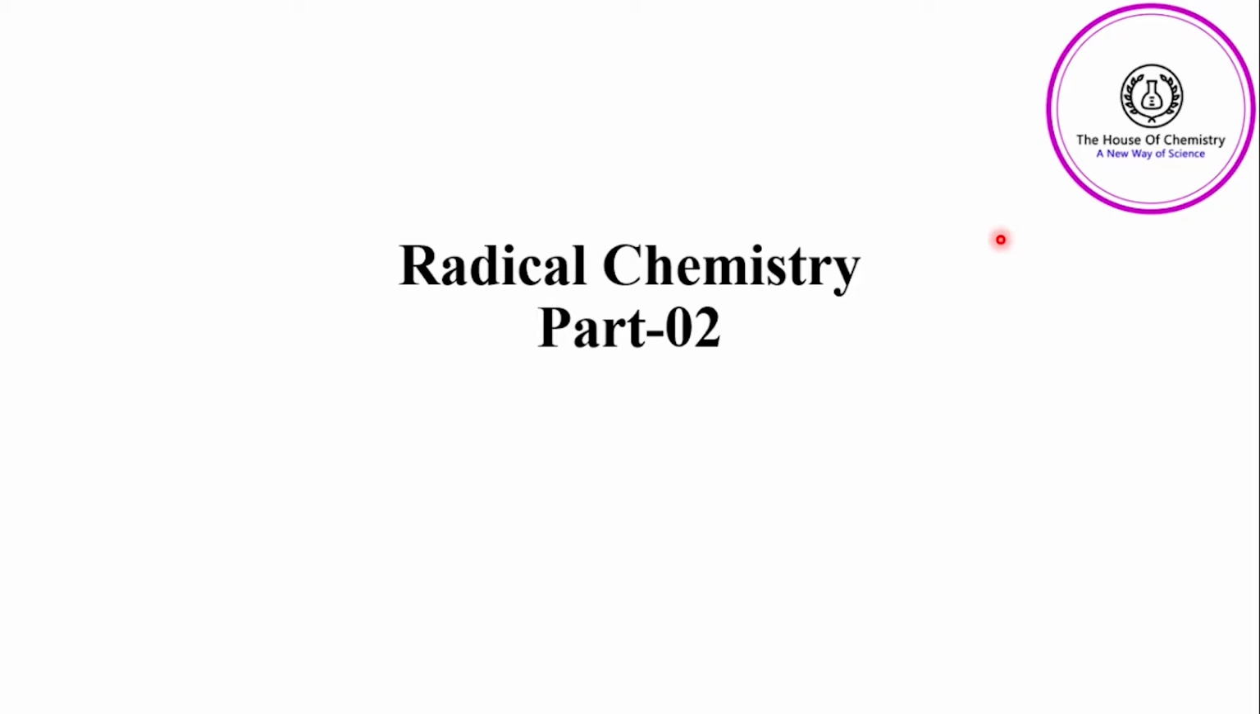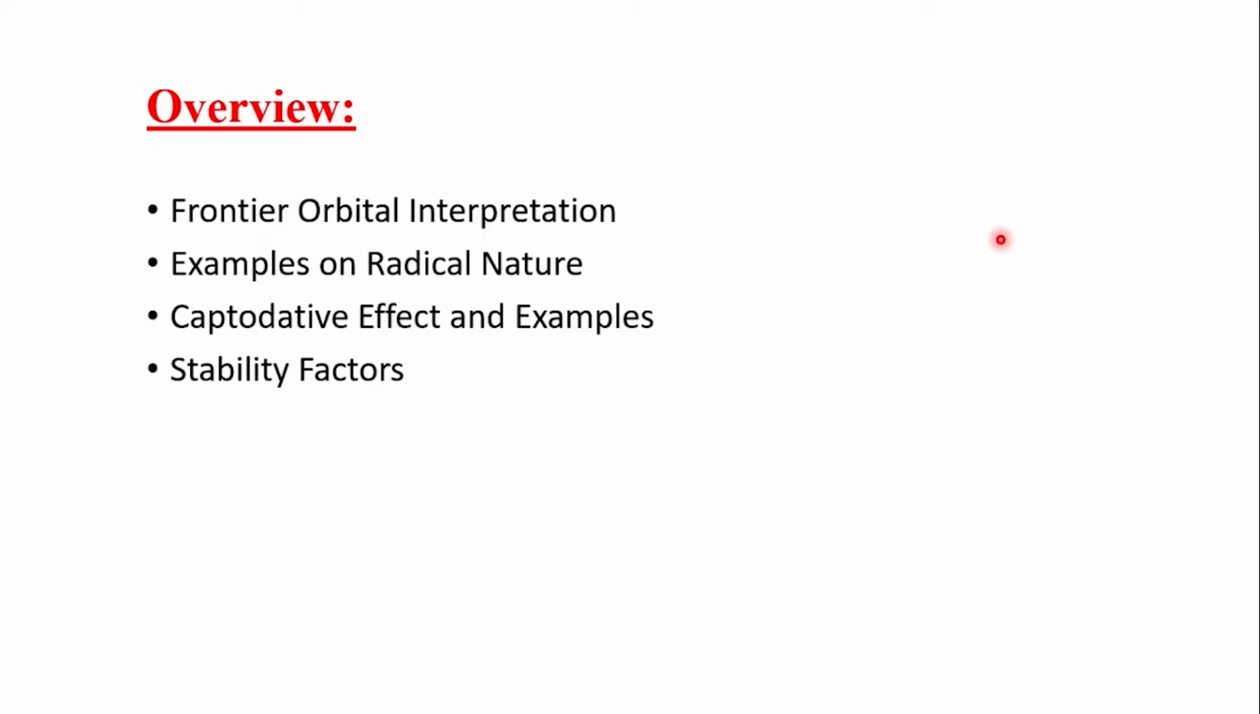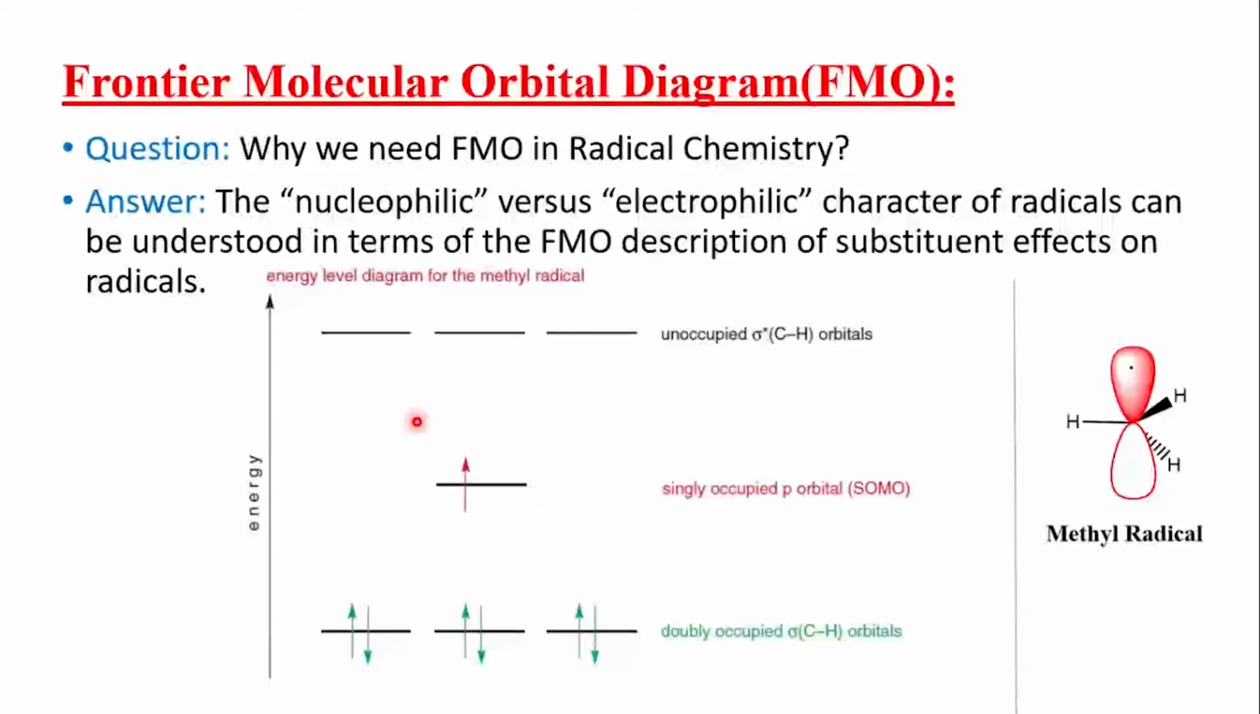So today's topic is Radical Chemistry Part 2. In this topic, there are four subparts. First one is frontier orbital interpretation. Second one, examples on radical nature. Third one, Captodative effect and its example. Fourth one is stability factor.